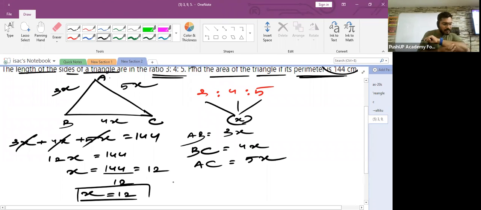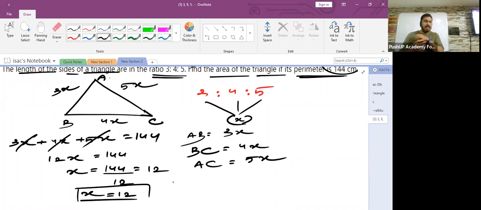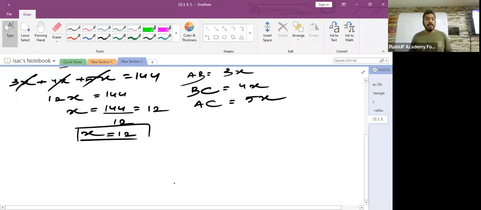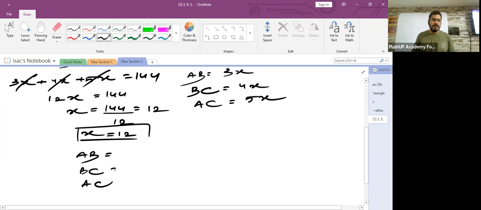So what did I find here? The common factor which exists. Children, the common factor which exists between all the three sides, AB, BC, and AC, is 12. All right. Now, can't I find the values of AB, BC, and AC individually? Yes. How much was AB? 3 times x. So x value is 12. 3 into 12 will be how much?